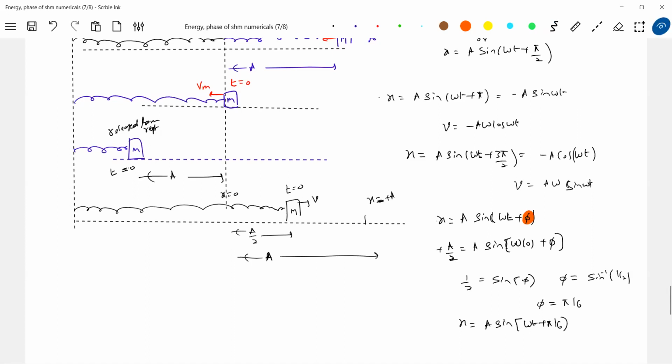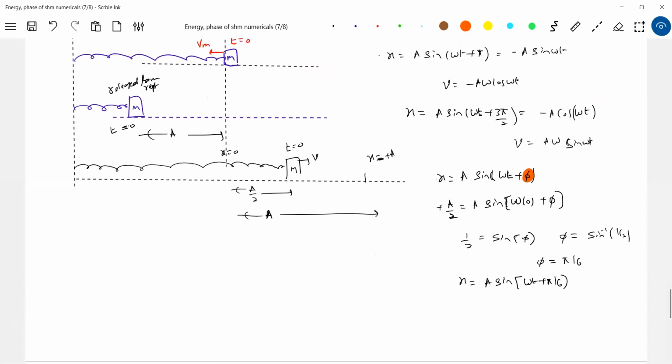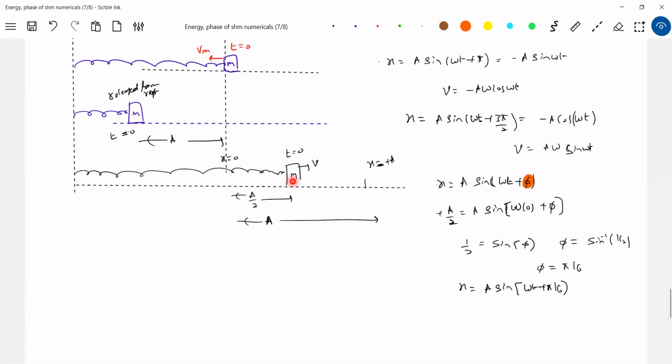So what is the thing? If I start at A by 2 with velocity away from mean position, I should give velocity, then the equation should be like this. Or I'll give velocity to the block at mean position only, but I'll start counting time when the block is here. Then the equation should be written in this way. Now another student asks, sir, why only this? I will start counting time when the block is at A by 2 and moving towards left. Now what changes?